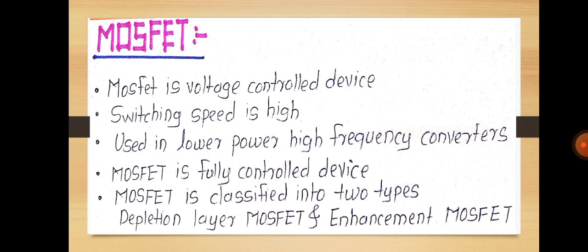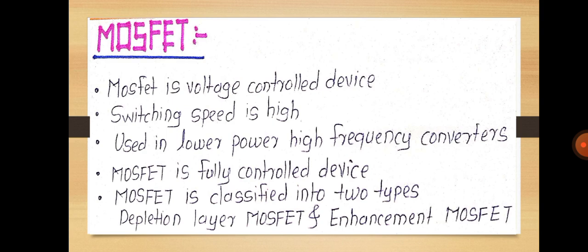MOSFET is just a type of transistor. MOSFET means metal oxide field effect transistor. MOSFET is a voltage controlled device, meaning its input current is equal to 0 or negligible. The switching speed of the MOSFET is high, in nanoseconds only, and its application is in low power high frequency converters. As we know, MOSFET is a fully controlled device, meaning controlled on and controlled off. So let's see the classification of the MOSFET.